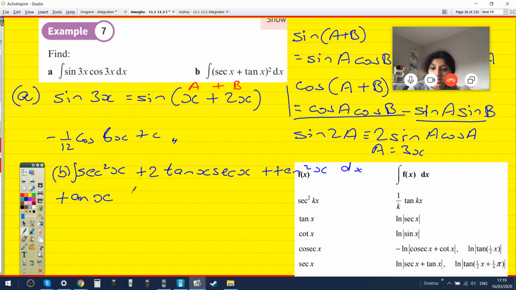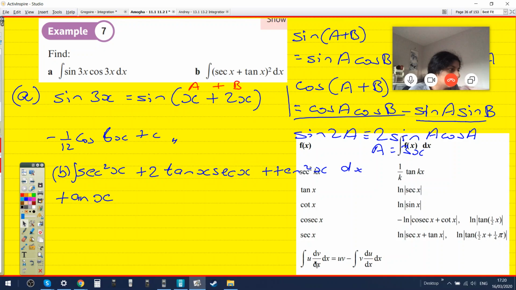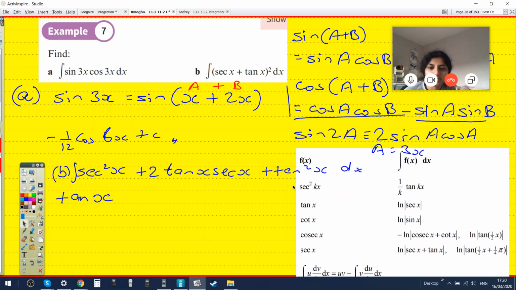And then 2 tan x sec x. I've seen that before, but I don't know where. I think we might have to do by parts for that one. Okay. Don't really know how to do that. Wait, what's the derivative of tan squared x? I have no idea. Tan squared x is the same as sec squared x minus 1, so that will work out. Okay, so doing by parts for that one in the middle should be okay.